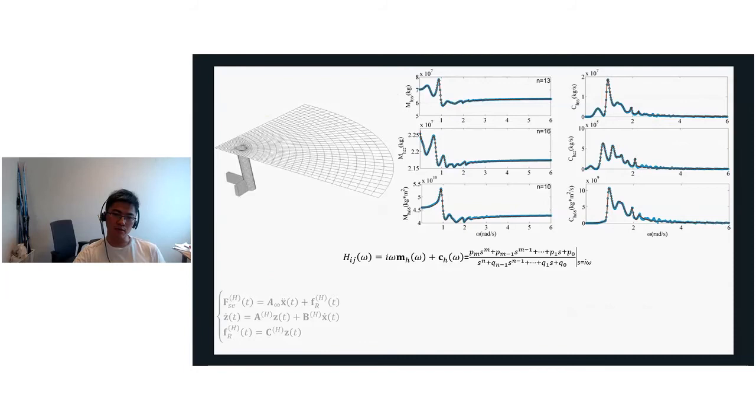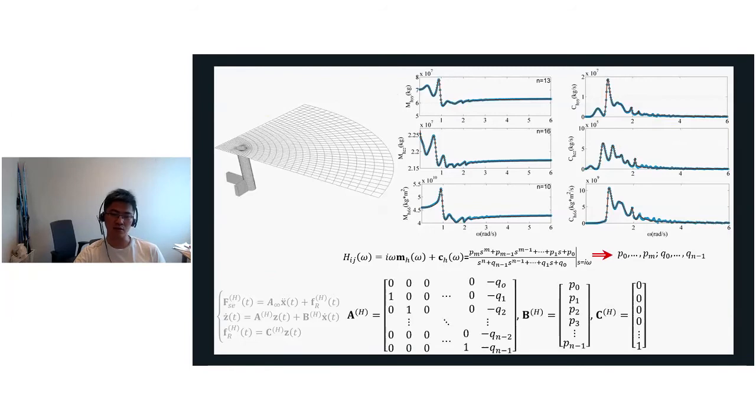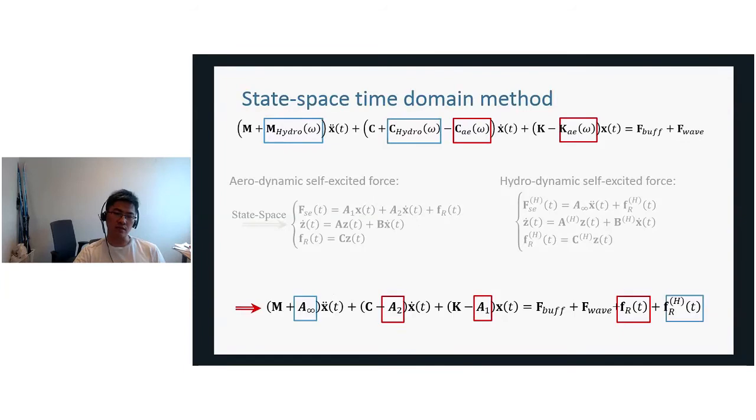Here's the figure. You can see the blue points, they are the added mass and damping calculated based on potential theory. And the red curves here are the rational function curves. So the fitting is very good, and through this fitting, we can get the parameters P and Q in the expression of the rational functions here. And the matrices A infinity, A_H, B_H, C_H I just mentioned are just some combinations of the parameters P and Q. So finally, we transformed these four frequency-dependent terms to five time-dependent terms. And then we can solve this time-dependent motion equation and get the response in the time domain.